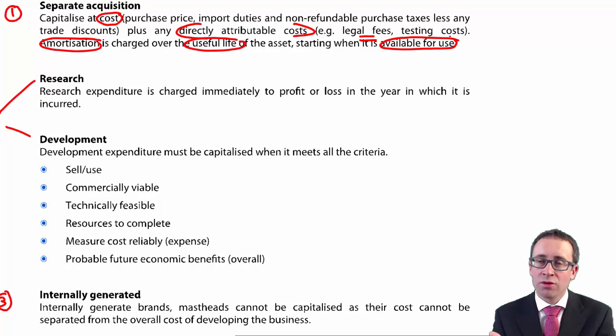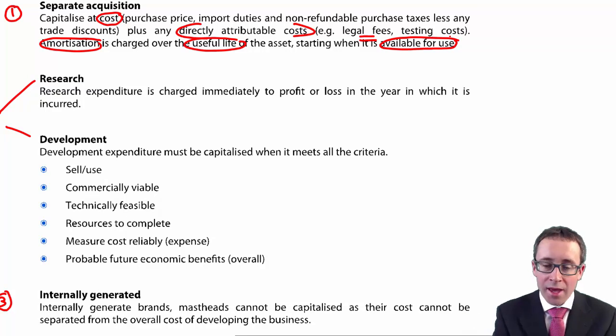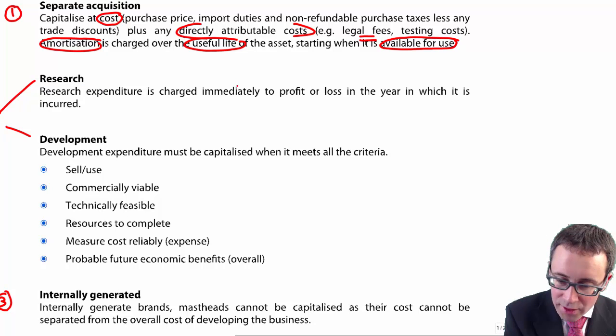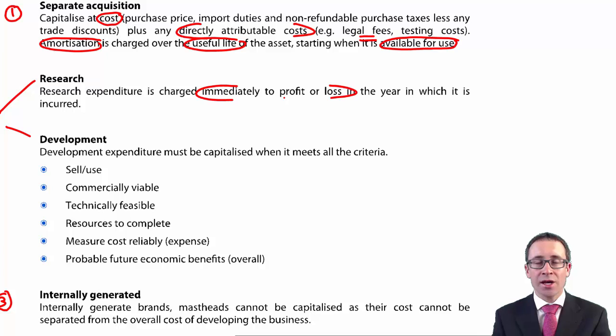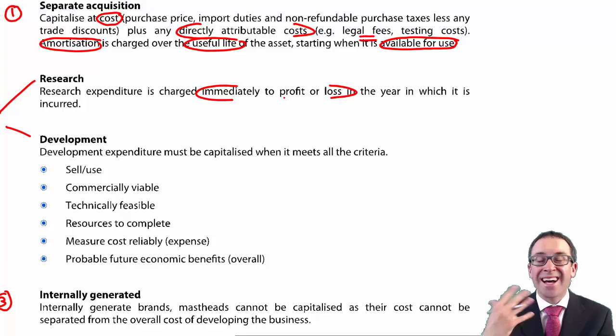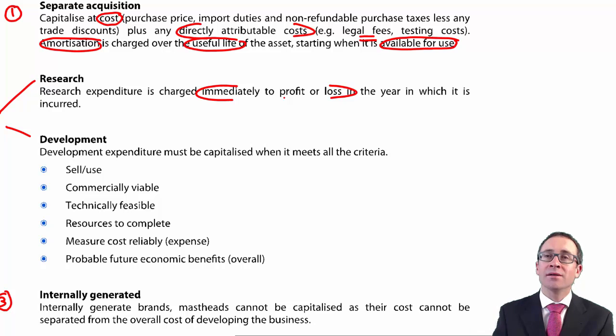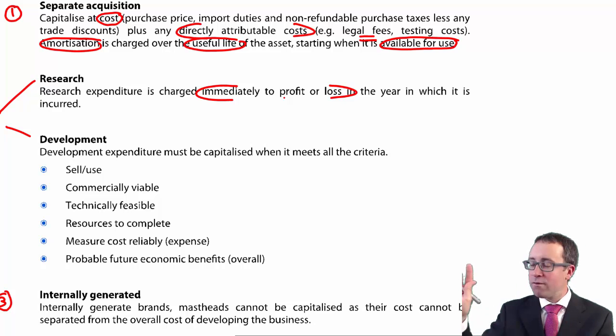We can measure the cost reliably. We know what we're expending, but we don't know that we're going to get any benefits from it, do we? We're just playing around for science's sake. If that's the case, then any research expenditure goes immediately to profit or loss as it is incurred. And once it's expensed, that is it. You cannot go through subsequently and capitalize it. Once it's written off, boom, that's it, never to be seen again.